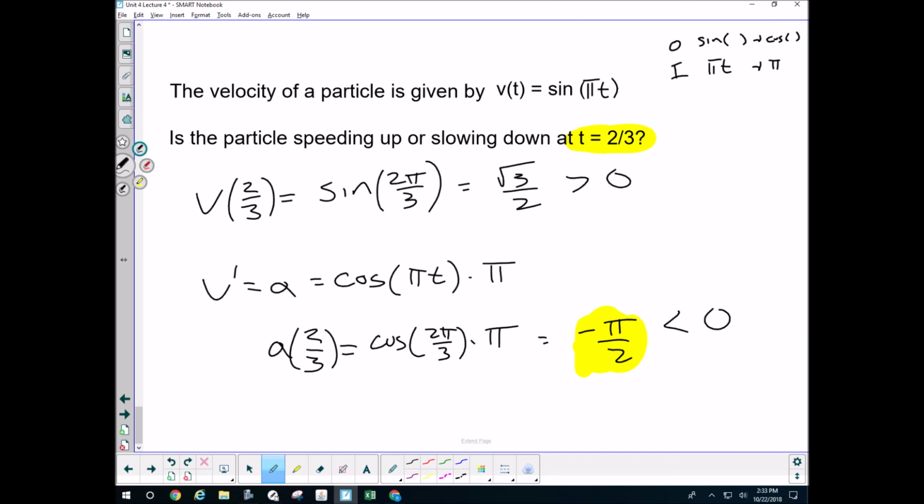It's because the vectors, the arrows, are going in opposite directions. We are slowing down not because acceleration is negative. You can speed up with a negative acceleration. You are slowing down because V and A have opposite signs.